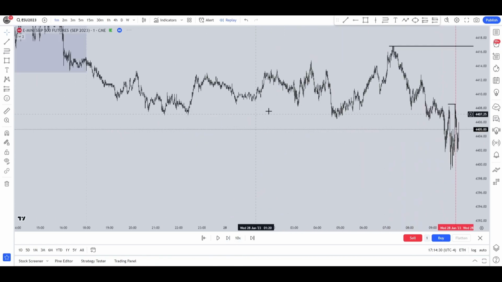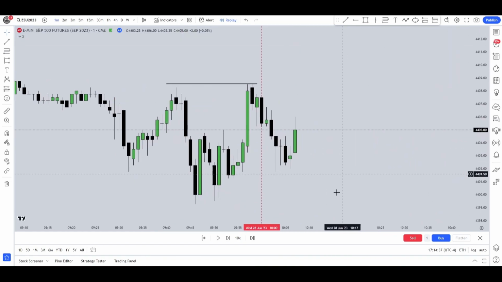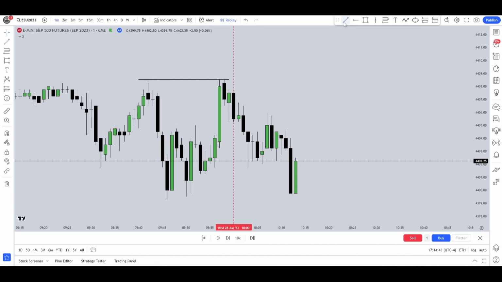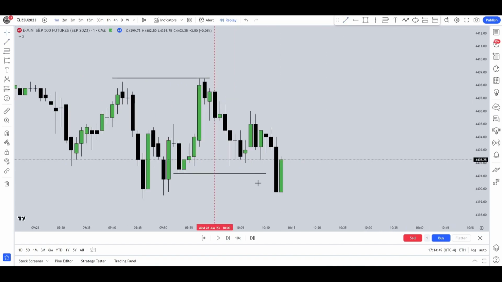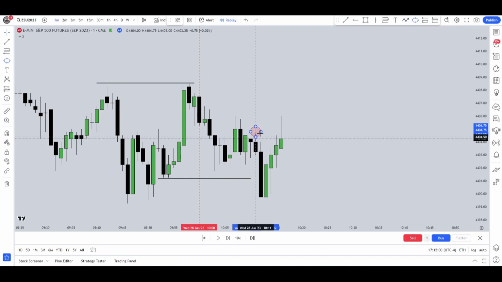We have taken out a lot of sell side liquidity right here. So my bias is still long, so I'll only look for longs today. Took out some sell side liquidity again. So if we see a market structure shift, then I'll enter. Close above this, then I'll look for an entry.